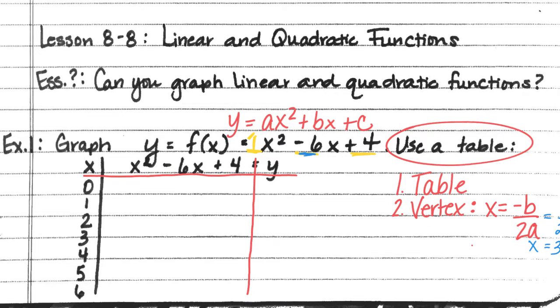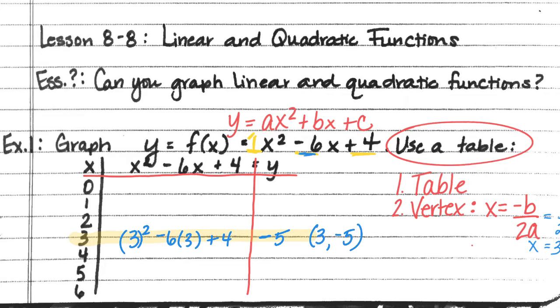So when we filled out that table, I know that the vertex is 3, and if I plug it in, 3 squared minus 6 times 3 plus 4. 9 minus 18 gives me a -9, plus 4 gives me a -5. So I know that the vertex is at 3, -5.